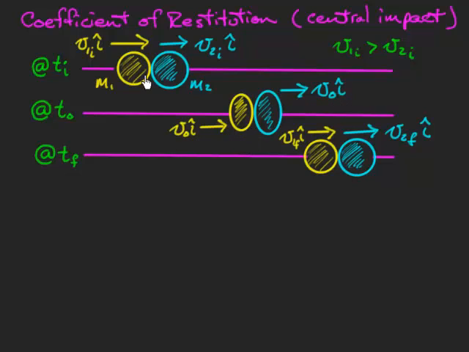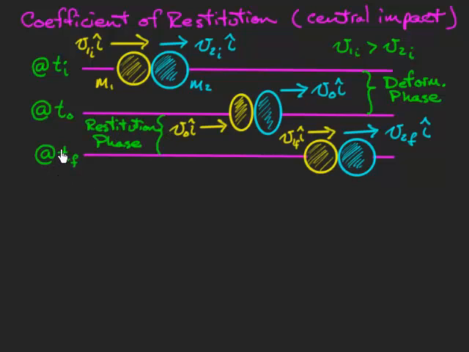So between ti and t0, remember we have a special name for that. That's when the objects are deforming. If you think of them as springs, that's when they're compressing. And this time interval we call the deformation phase. Now after t0, that's when the spring starts recoiling. That's where these two objects start pushing out against each other, and they start regaining their original shape. That's what I call the restitution phase, if you recall.